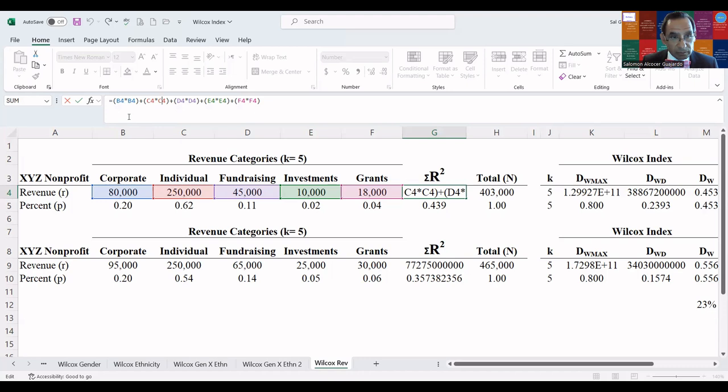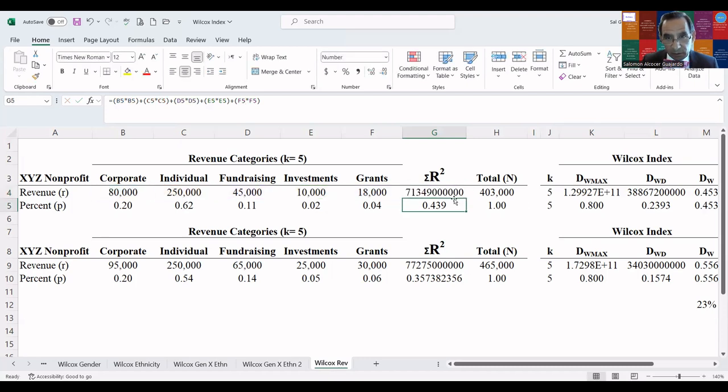it's going to be 80,000 times 80,000. So again, it's B4 times B4 plus 250,000 times 250,000. That's individual revenue. So that's C4 times C4 plus D4 times D4, which is 45,000 squared, plus the amount of investment revenue squared. So that's 10,000 times 10,000, so it's E4 times E4 plus the revenue generated by grants squared. So that's 18,000 times 18,000. So that gives me this large number.